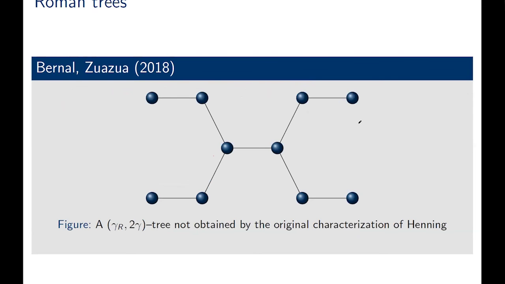And this tree is not possible to obtain by the original definition and original formula to obtain Roman trees. It was found by Bernal and Zuazua. I've already showed you this graph. So to make this characterization true, you just need to throw away that the vertex should be a support vertex. Actually, even though there was the mistake in the definition, the proofs are still correct, because in those proofs, this assumption that V is a support vertex was never used by Michael Henning, so it was just this mistake.